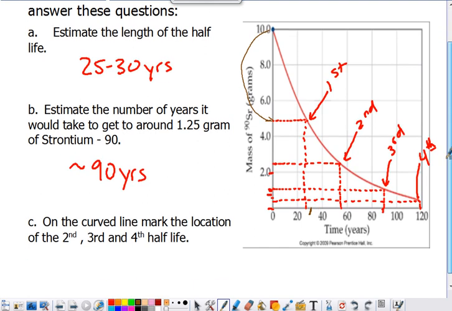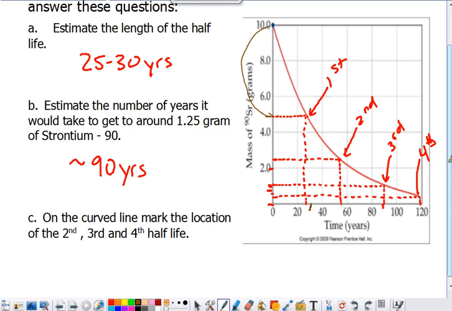How long would it take to get to 1.25? Well, we've gone from 10 to 5. What's half of 5? 2.5. What's half of 2.5? Yep, that's the 1.25. That's about 90, isn't it?